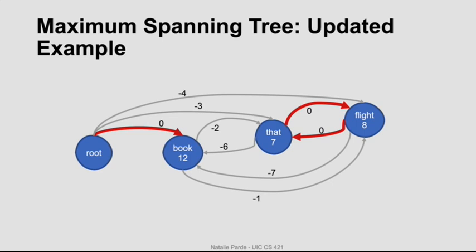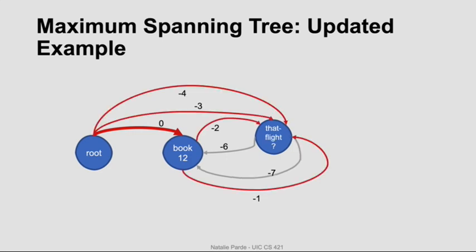Now, it appears that there is a cycle in this graph, so we need to do something about that. We remember that we can collapse the nodes that form a cycle, so we go ahead and do that. Since we collapsed the nodes, that means that all of the incoming and outgoing edges for each of the previous that and flight nodes will now be incoming and outgoing edges for the collapsed that flight node.